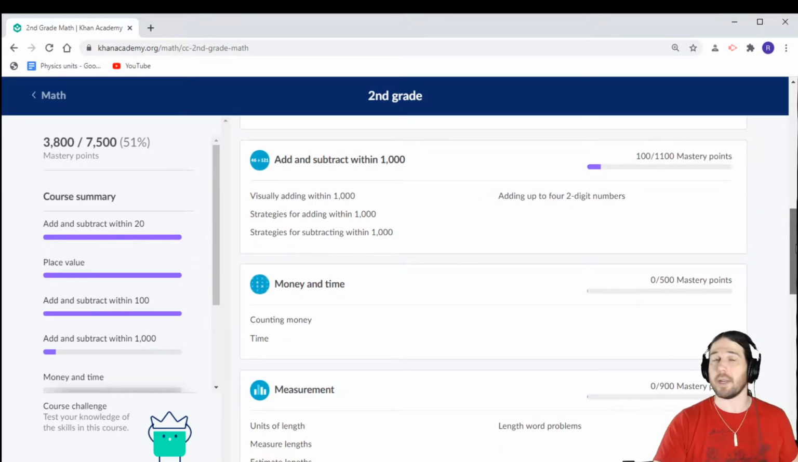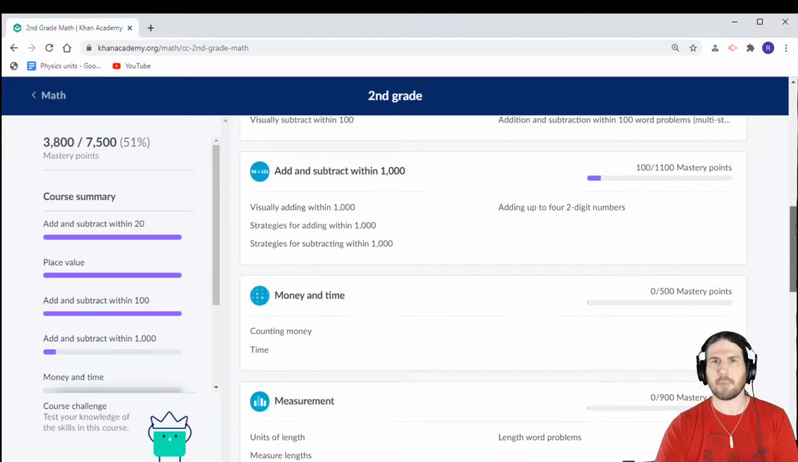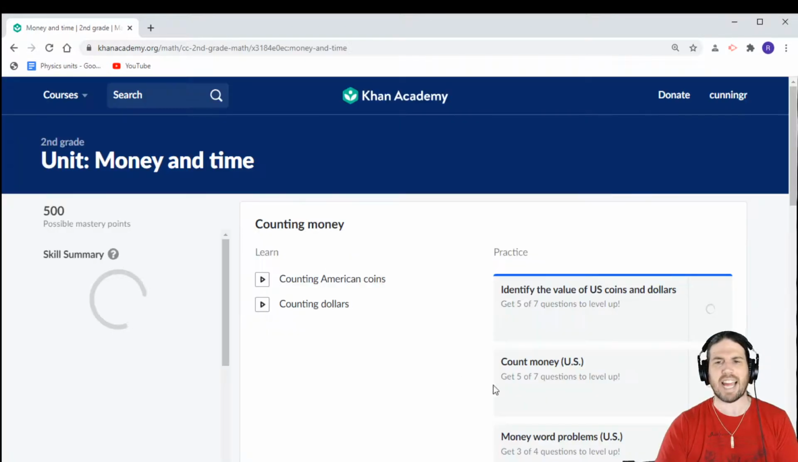We're still going. But I think I'm going to save add and subtract within 1,000 for next time, because I know that in the mental state I'm in right now, I'd probably make a whole lot of mistakes and I'd probably be pretty frustrated by the end. So I think we're going to talk about money and time.